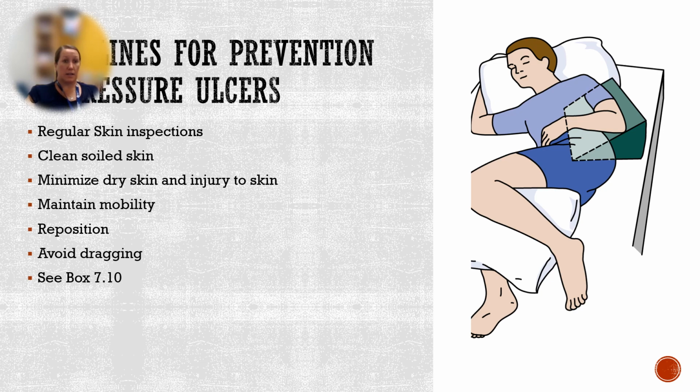Here you can see some guidelines for prevention of pressure ulcers: regular skin inspections and cleaning soiled skin. You never want a person with an area of skin that is soiled or wet for any long period of time. Minimize dry skin and injury to skin. So you want to keep the skin moisturized, however, you don't want it wet or soiled. Maintain mobility. The more mobile a person is, the less likely they are to get pressure injuries.